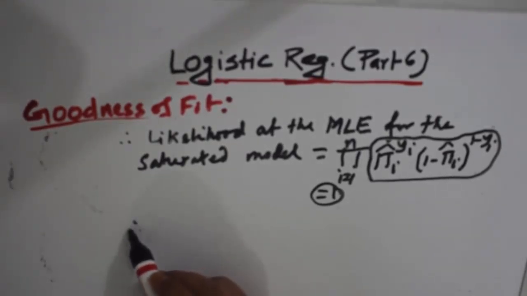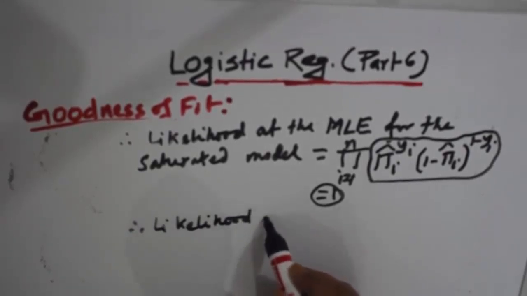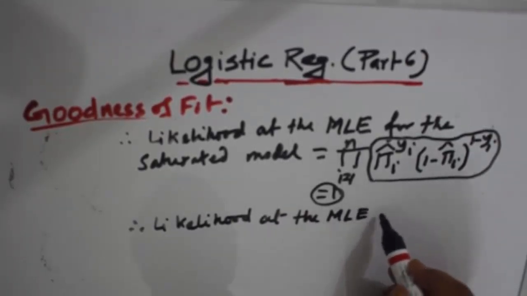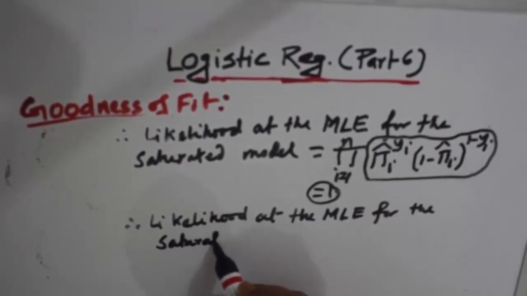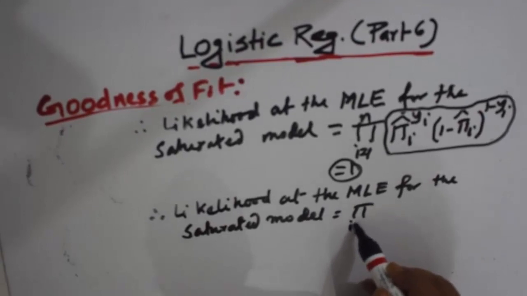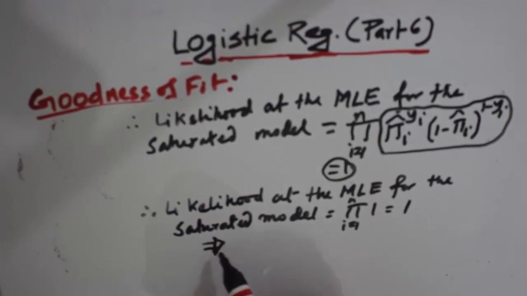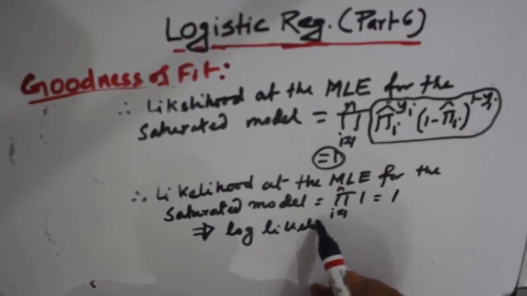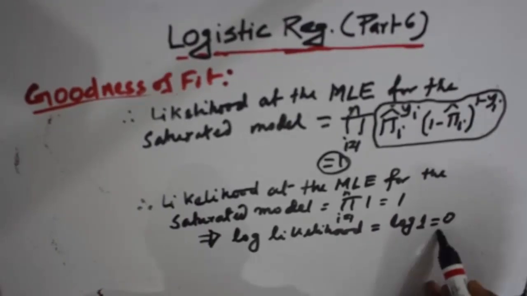Therefore the likelihood at the MLE for the saturated model equals the product from i equal to 1 to n of 1, which is equal to 1, and this implies the log likelihood is equal to log of 1, equal to 0.